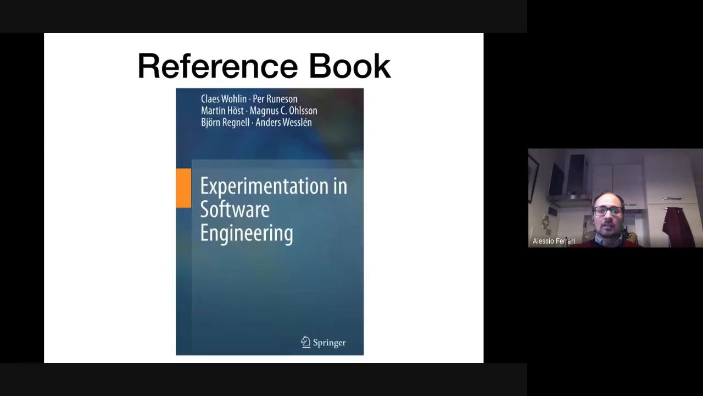Okay, this is the reference book, and you can find it on Amazon. You can probably find some edition, and some you can find also on the internet if you search, in ebook form. So this is the reference book.